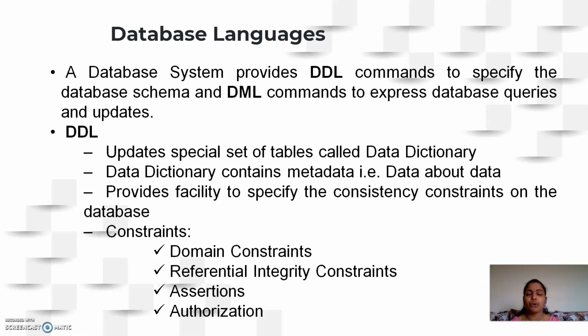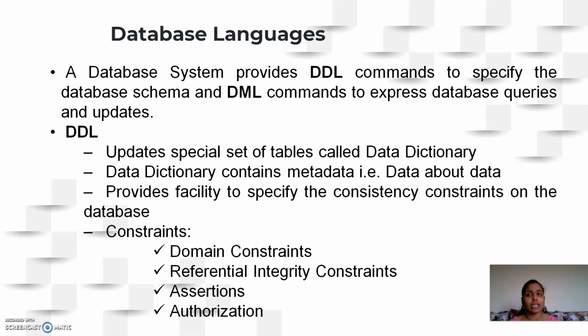In addition to these, if you are imposing any constraints upon a particular attribute of your table, even that information is stored in these data dictionaries. So the main purpose of the data dictionary is to store the structure or schema of the objects in the database. It could be a table or a view, anything. Using these DDL commands, not just creating the structures of the database, but we can also specify certain consistency constraints on the database.